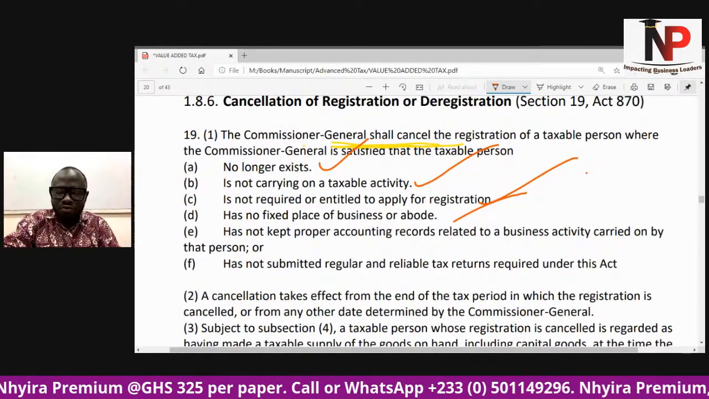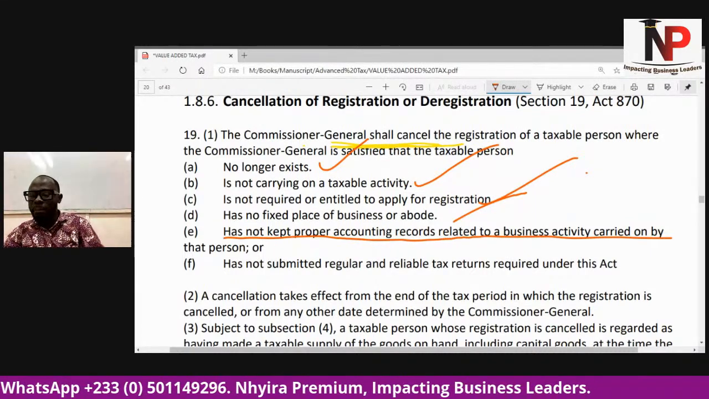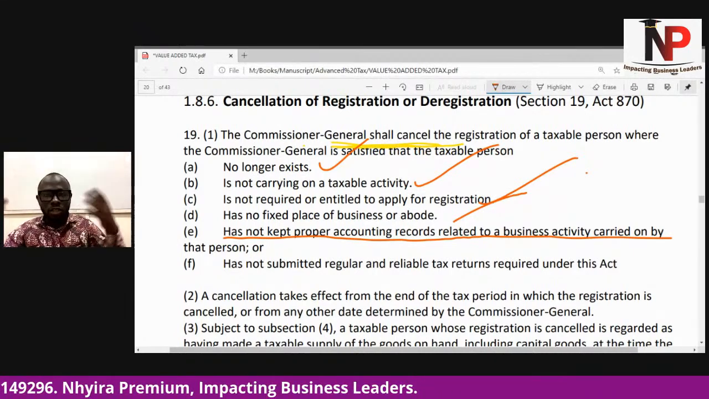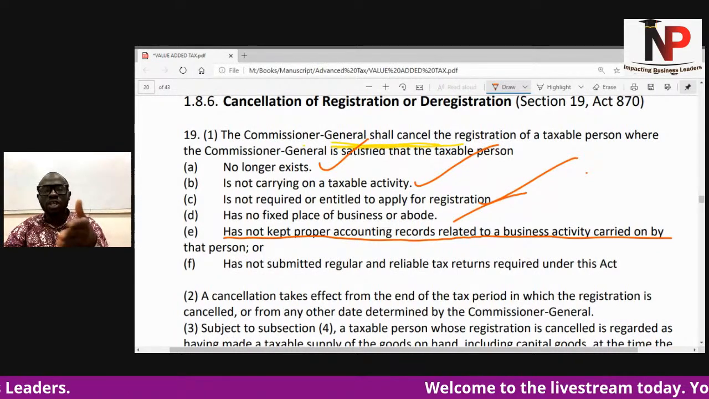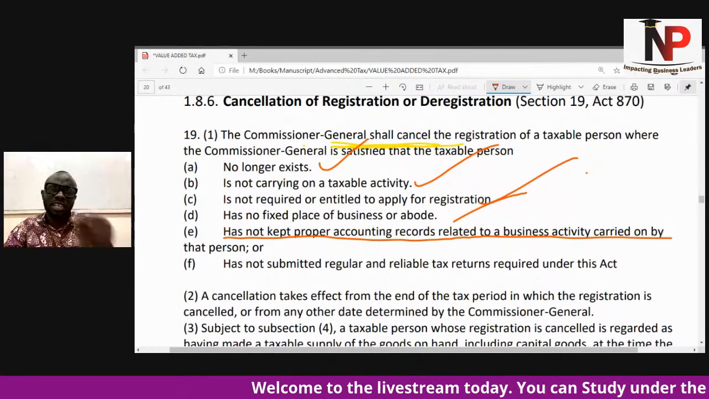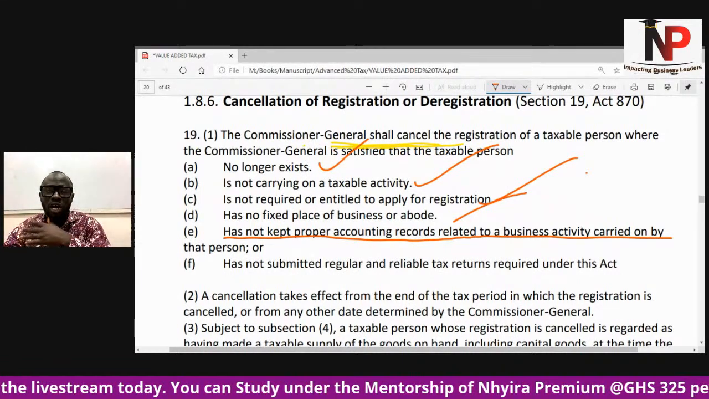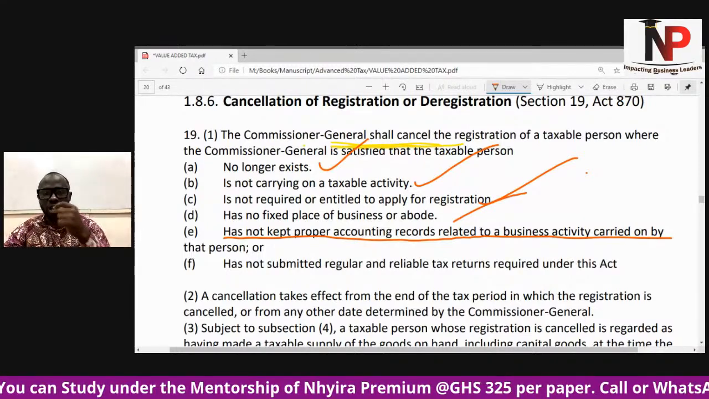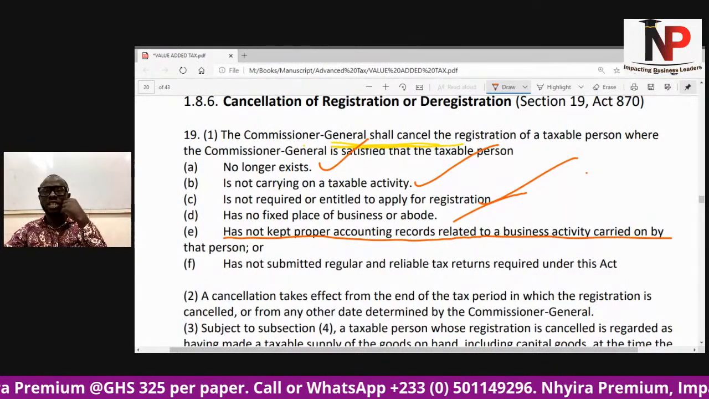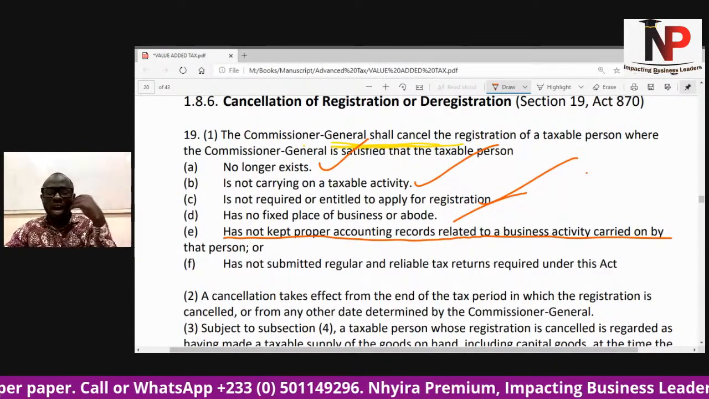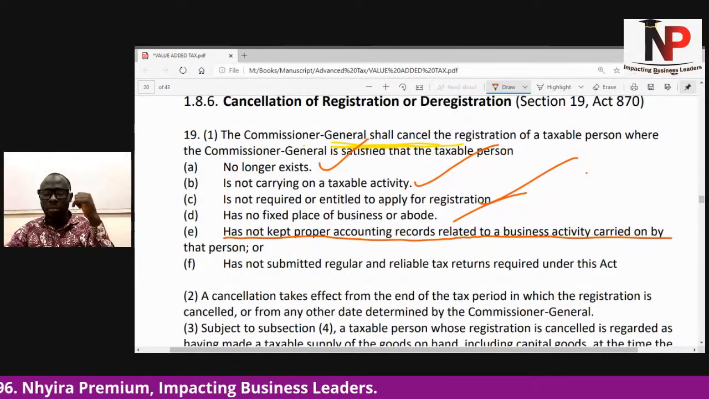Then, has not kept proper accounting records related to a business activity carried on by that person. So remember, we said that when you apply to register for the VAT, the Commissioner General will be satisfied. Until otherwise, he realizes that you cannot keep proper books of accounts, he will not grant you permission to be a registered VAT agent. So if the permission is granted, you are a registered VAT agent, but for some reason you are not keeping proper books of accounts, then the registration can be cancelled by the Commissioner General.